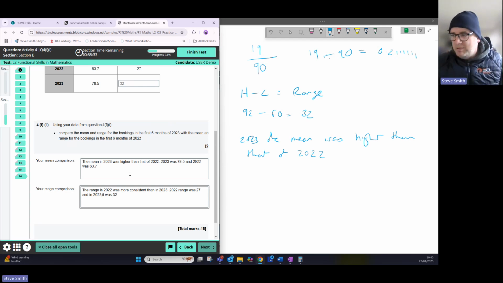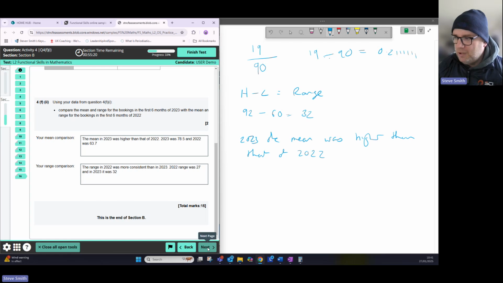So we've put statements in there. We've clearly said which one is the highest. There's no why with averages. It's just because it is. We've done the maths. But the word consistent's in there. Happy with that. That's what they're looking for. And that will be the end of the test.